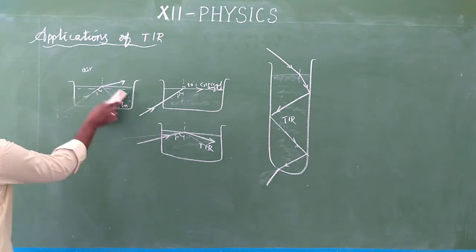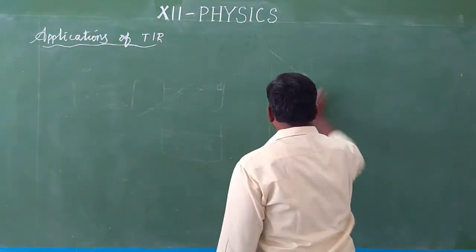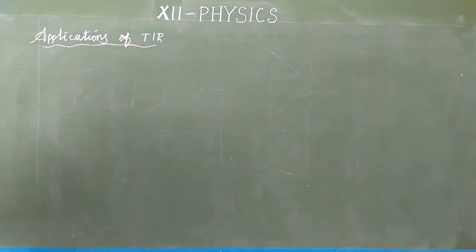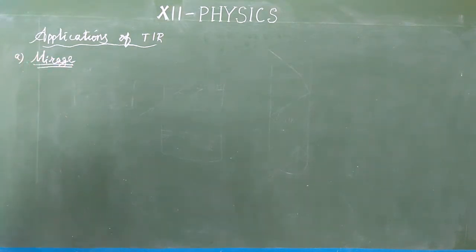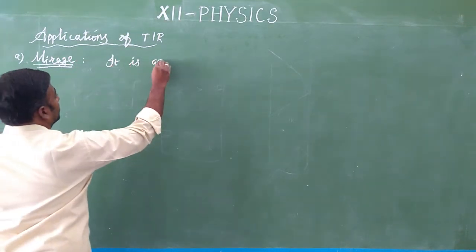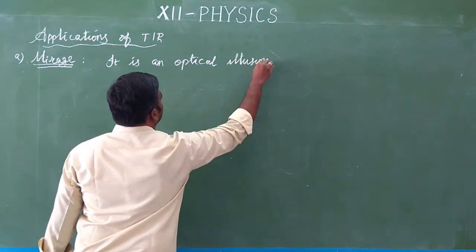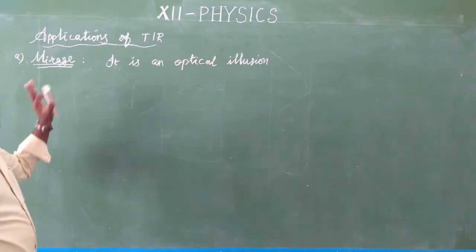Now we are going to see the applications of total internal reflection. For that, the first one is mirage. We are very familiar with it, and everyone may have experienced it, I think, on hot sunny days. So the first application is mirage. We used to call it a water-like appearance; actually there is a water-like appearance, but when we reach the place, it won't be there. The mirage is nothing but an optical illusion. Even illusions, like magicians also use techniques that we call illusions. But mirage is also an optical illusion.